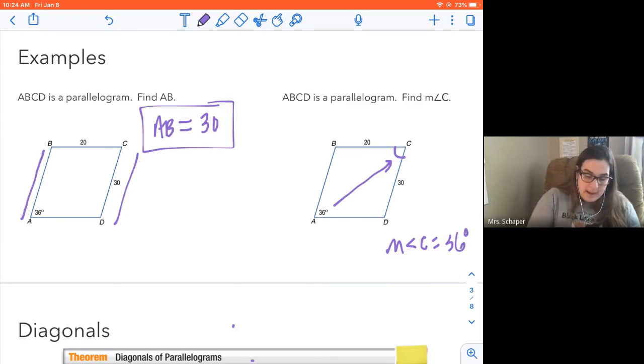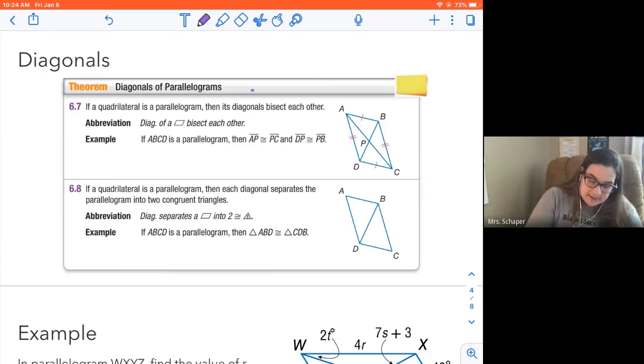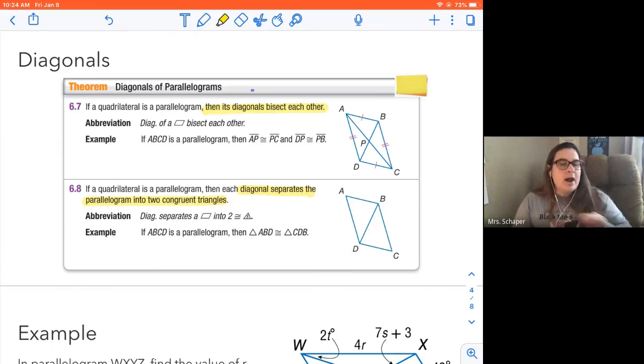Okay. In a parallelogram, we also know a couple things about the diagonals. First of all, the diagonals bisect each other. We also know that if it's a parallelogram, that the diagonal separates the parallelogram into 2 congruent triangles. And that's really important when we talk about proving triangles congruent. Okay, so take some time to write that down. I'm going to move on to the next example.